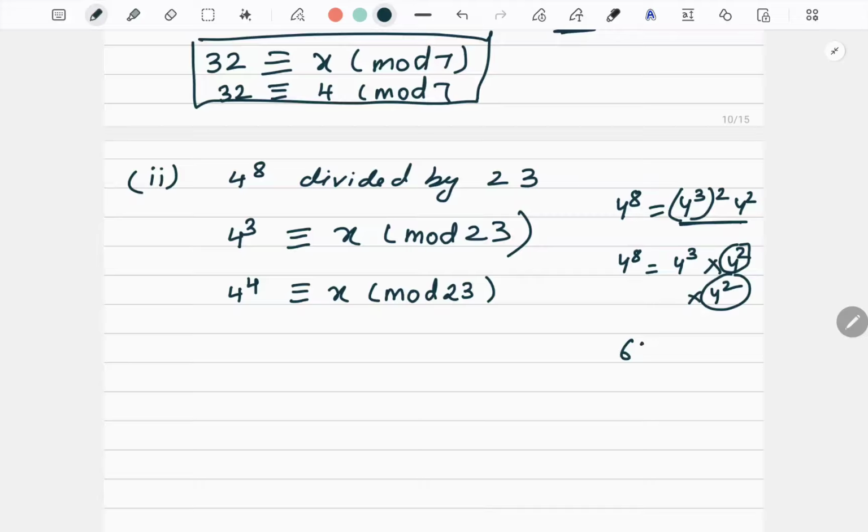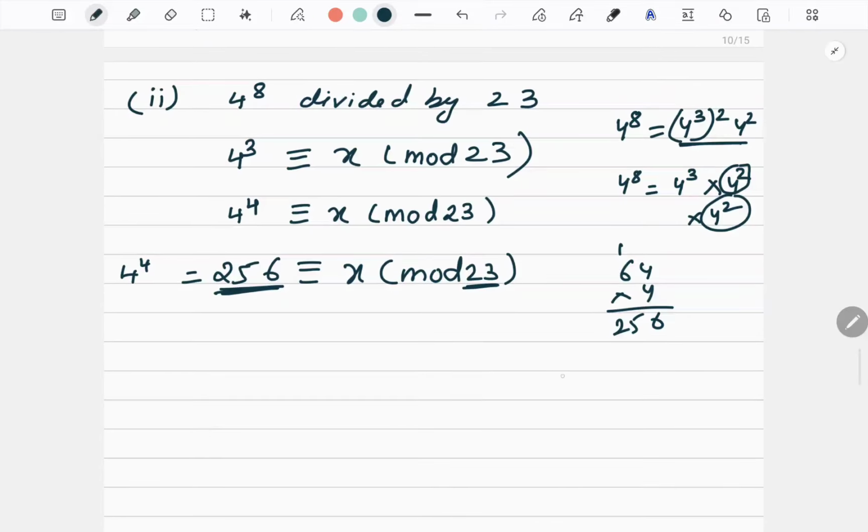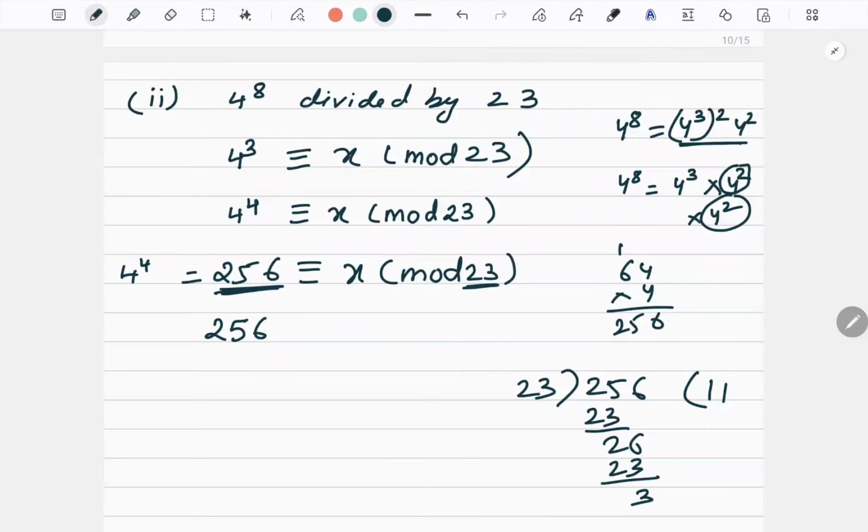What is 4 to the power 4? 64 into 4. 4 4s are 16, 6, 1 carry over, 24, 25. 256. So 256, which is 4 to the power 4, congruent x mod 23. So what will be the remainder when 256 is divided by 23? So again, simple maths. 256 I am dividing by 23. 23 ones are 23. Then 23 tens are 230. And what is coming here? 3. So here I am getting 256 congruent 3 mod 23, or 4 to the power 4 congruent 3 mod 23.